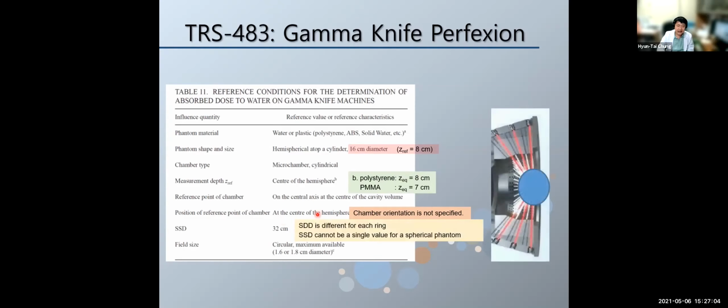And they specified SSD is 32 centimeter, but you know that this is wrong because in the Perfexion, the sources are distributed on a conical surface and the phantom is a sphere. So not a single distance can be defined. So it's meaningless to talk about SSD with Perfexion. And they also said field size 1.6 or 1.8 centimeter, which means the 16 millimeter collimator or 18 millimeter collimator, but those are just names of the collimators, not the field size. The gamma knife people know that the field size of the 16 millimeter collimator is about 22 millimeter. So this one also needs to be updated, revised to the correct values.